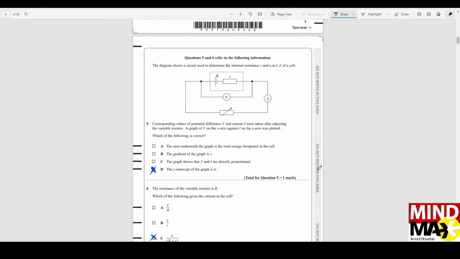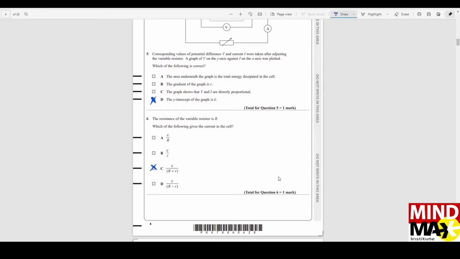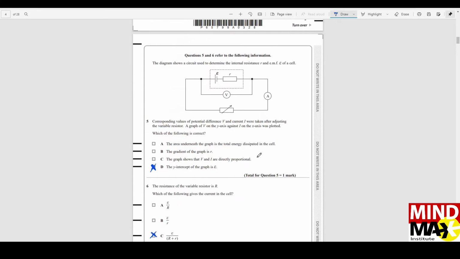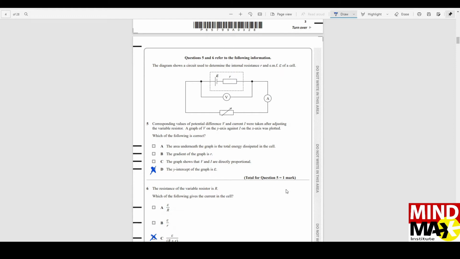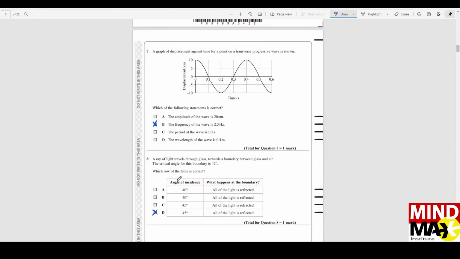Then number 5, this is basically core practical 8 of unit 3, finding EMF and internal resistance of a cell. So from that knowledge, we get to know that the y-intercept of the graph is actually the EMF. Then the resistance of the variable resistance R, which of the following gives the current in the cell? So of course, this is a series circuit, and in a series circuit, the current is basically the total voltage divided by the total resistance, and the total resistance is simply the addition of the resistors, which is small r plus capital R. So we get the total voltage is E, total resistance is R plus r. That's what we got.